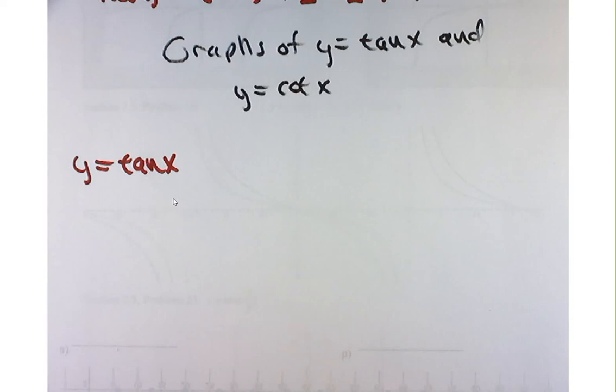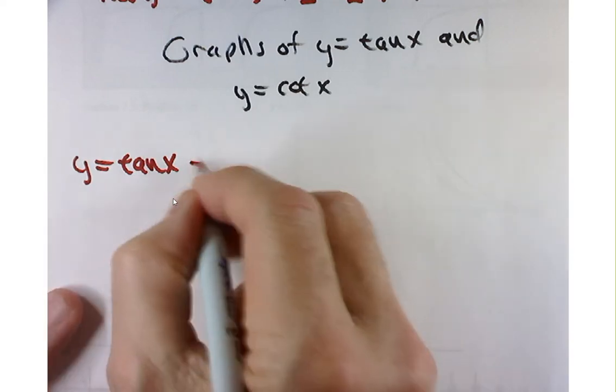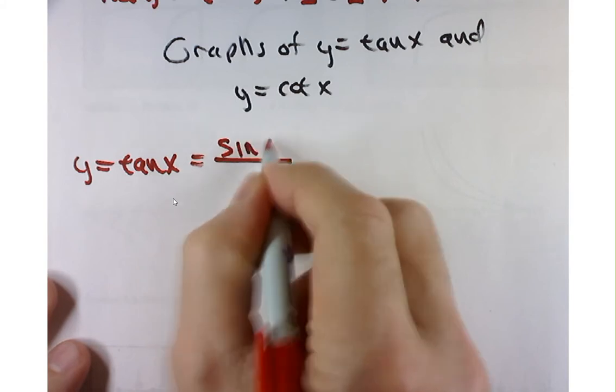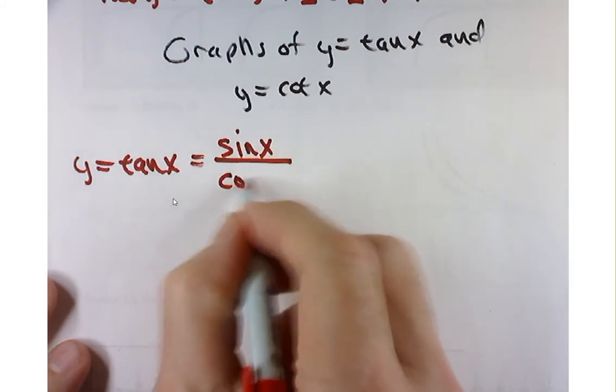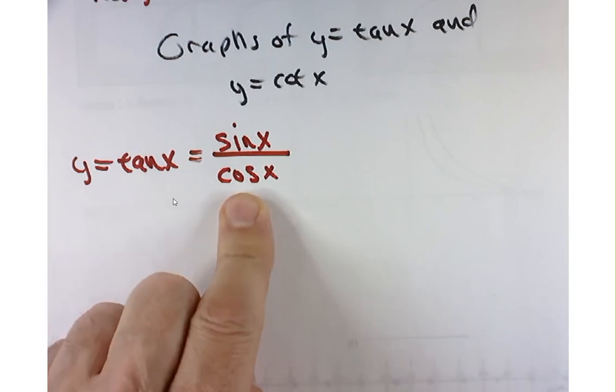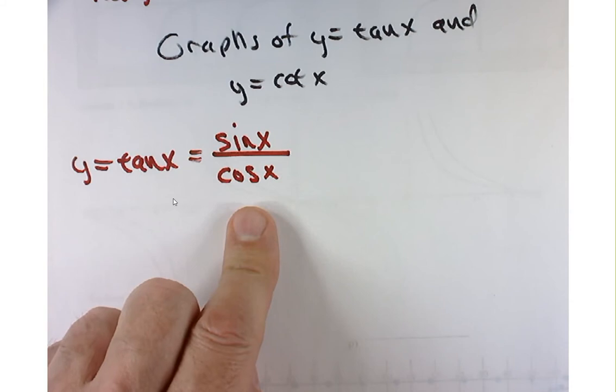When we look at the graph of the tangent function, it's helpful to remember what we divide to get the tangent function. What goes into what in terms of the tangent? Tangent is sine of x divided by cosine of x. Excellent. So this function is going to have problems exactly where the cosine has problems.